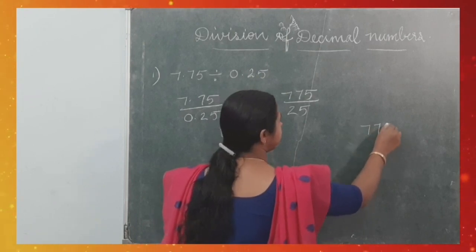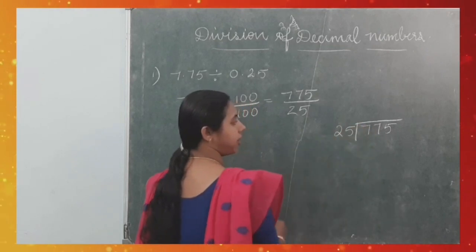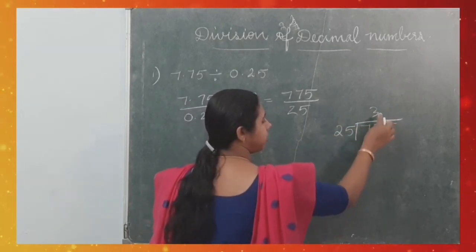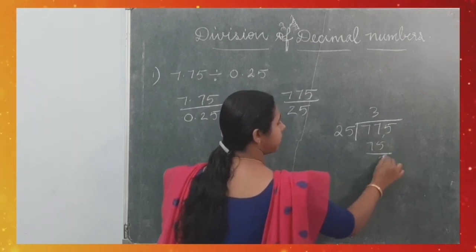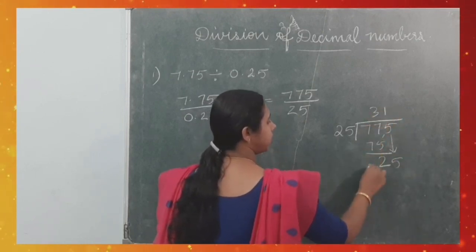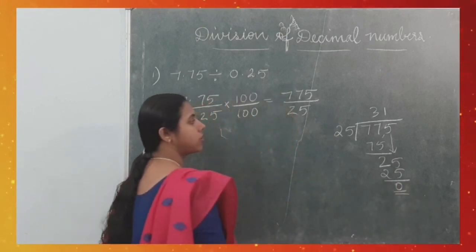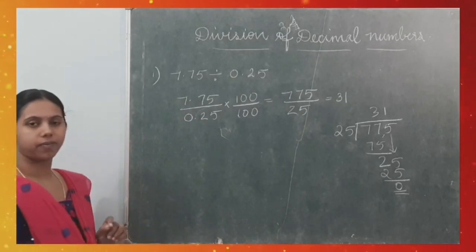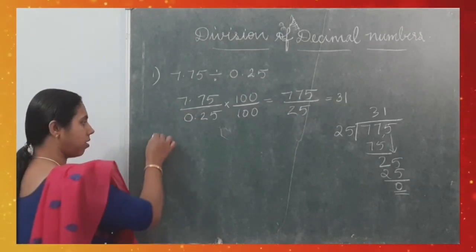We know how many 25 is into 775. First 77, there are 3 times. 25 into 3, 75. So 7 minus 5 is 2. Next number is 5, 25. 125 is 25. Remainder 0. So the answer is equal to 31.